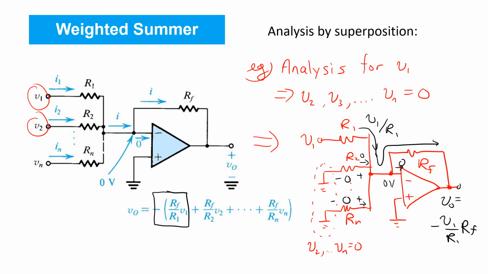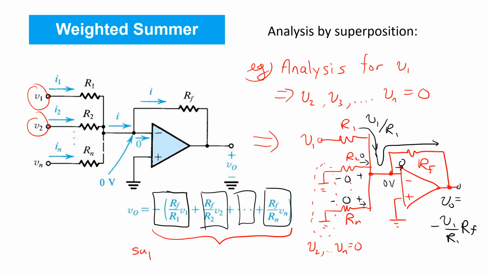We could repeat a similar analysis for V2, setting V1, V3, and so on all equal to 0, and proceed for all the other inputs. And for each analysis, we would get a new term here in the total expression. And then we complete the superposition by summing all those results together. As I said, the ideal op-amp makes this analysis simple enough that we probably don't need to take this approach for this exercise, but in some more complicated situations, it may make your life a lot easier.